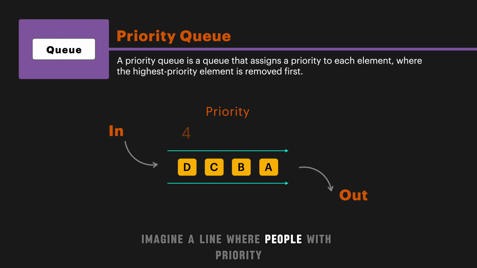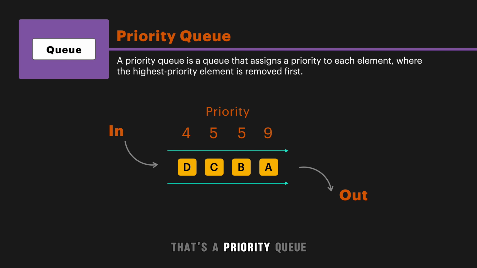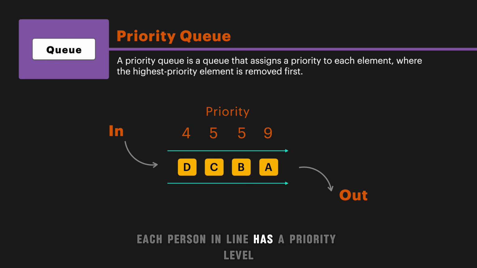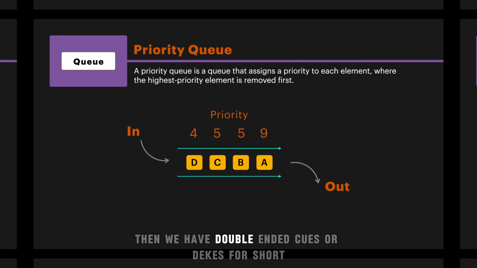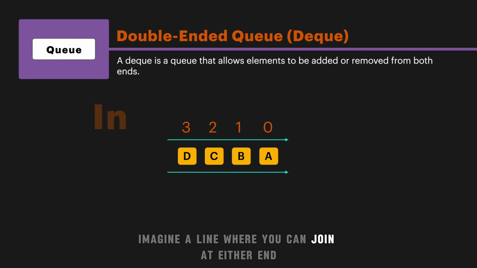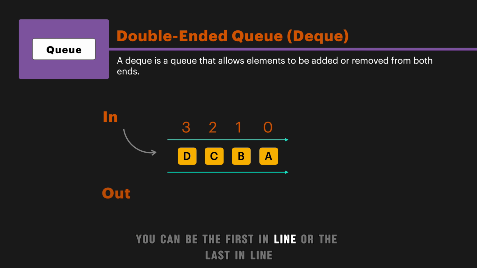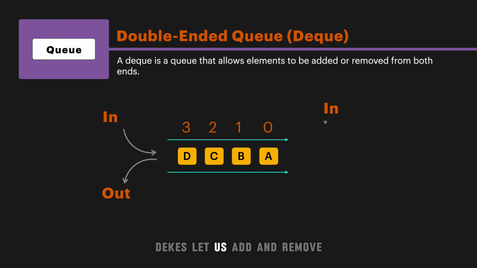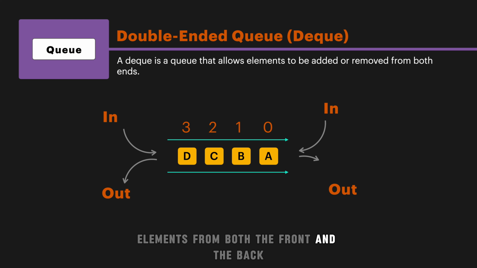Imagine a line where people with priority get to go first, even if they came later, that's a priority queue. Each person in line has a priority level, and the person with the highest priority gets served first, even if they were at the back. Then we have double-ended queues, or deques for short. Imagine a line where you can join at either end, you can be the first in line or the last in line. Deques let us add and remove elements from both the front and the back.